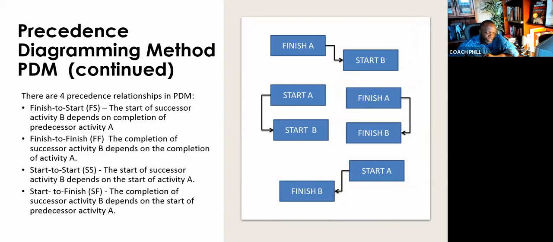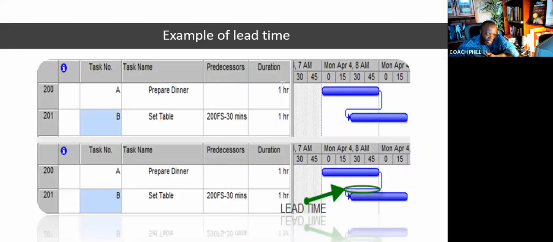Something else we do in Microsoft Project is use the concept of lead time. Lead time just means we start an activity earlier than it needs to. For example, we have prepare dinner, set table. We could have a finish to start relationship, as you can see, but we're putting in some lead time. And that means the start of set table is accelerated. So halfway into preparing dinner, you can start setting the table. You don't need to wait until the dinner is totally done, right? And we call that lead time. That's another feature we use in Microsoft Project.